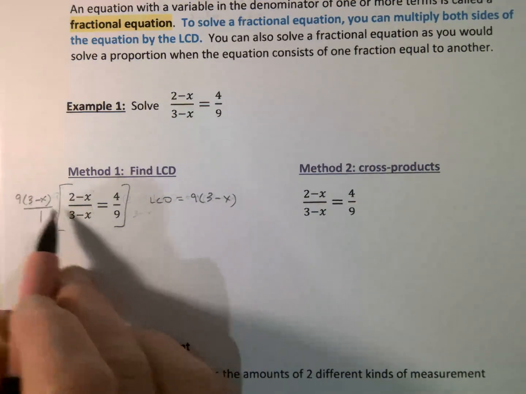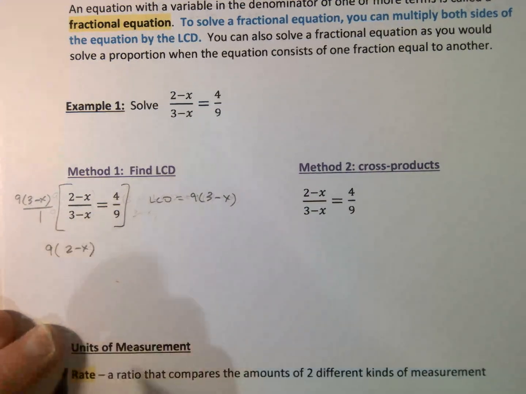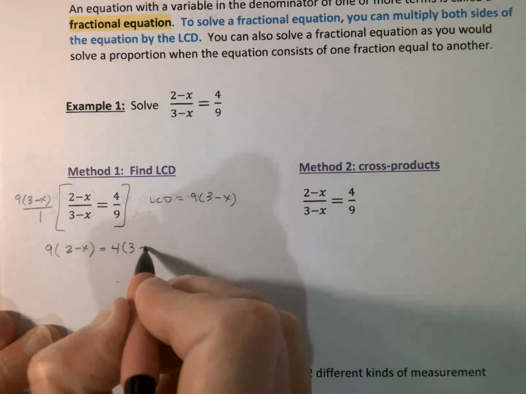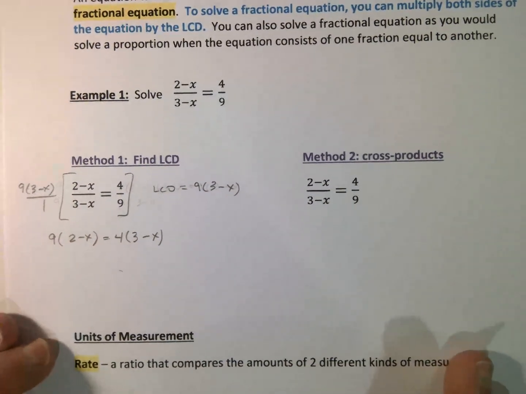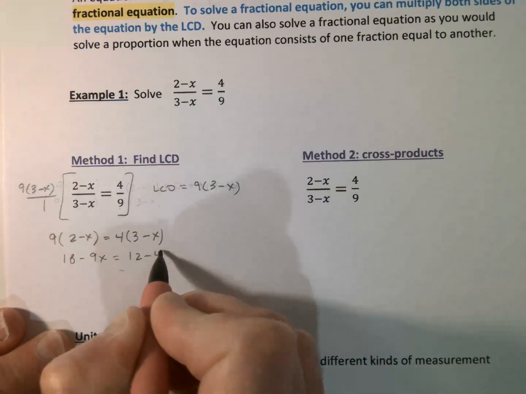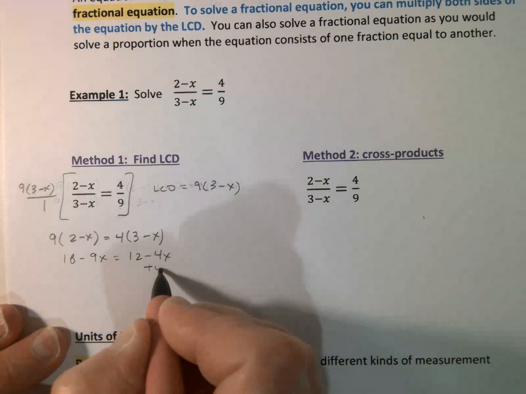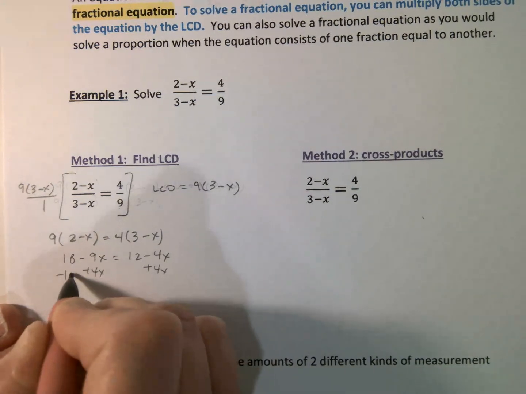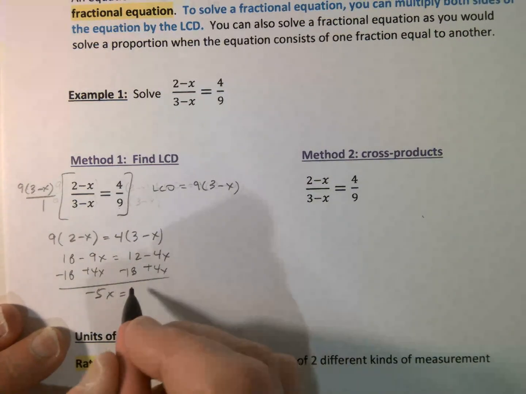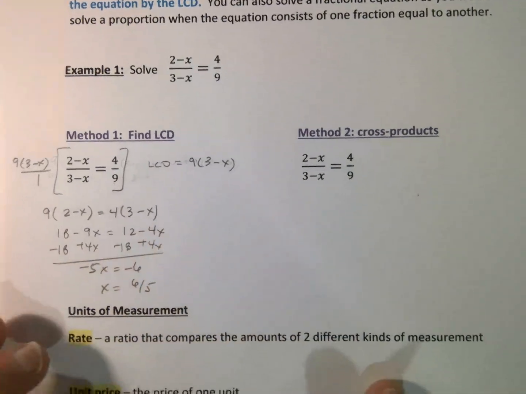When I multiply here, I have 3 minus x and 3 minus x, so they cancel out, and I'm left with 9 times 2 minus x on this side. On this side, the 9s cancel out, and I'm left with 4 times 3 minus x. So now I have a regular equation that I can solve. I distribute: 18 minus 9x equals 12 minus 4x. I add 4x to both sides and subtract 18 from both sides. I end up with negative 5x equal to negative 6, so x is equal to 6/5. Okay, that's using the LCD.